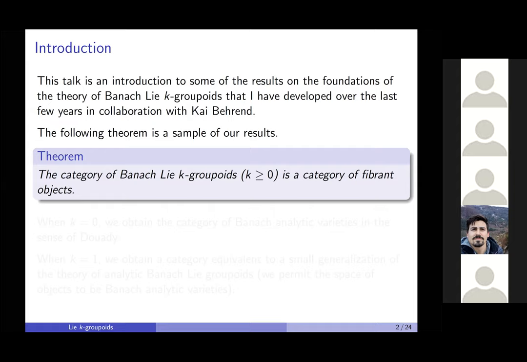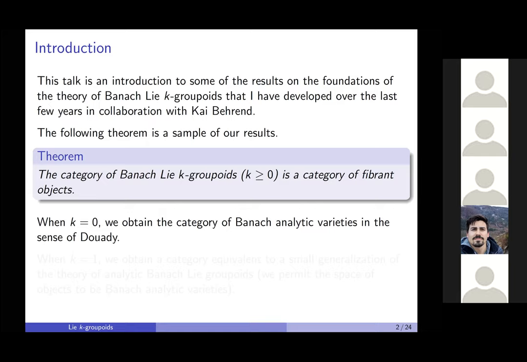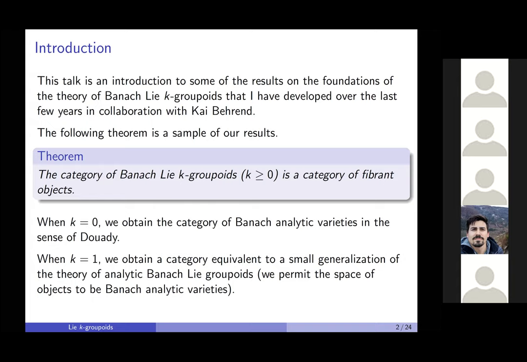So when K is zero, I'm just going to get back the theory of Banach analytic varieties of Douady. And when K is one, we're going to get the theory of analytic Banach Lie groupoids, except that the space of objects won't necessarily be a manifold like it was in Ehresmann's work, but it'll be an analytic variety. But if you think about it, that's hardly much of a change. If you simply impose the extra condition in your theorems, let G be an analytic Banach Lie groupoid such that the space of objects is a manifold, you recover Ehresmann's theory. So this is a useful generalization, which allows the statement of that theorem to hold. It turns out that there's a small technical reason why the theorem isn't true for the special case where the space of objects is a manifold.